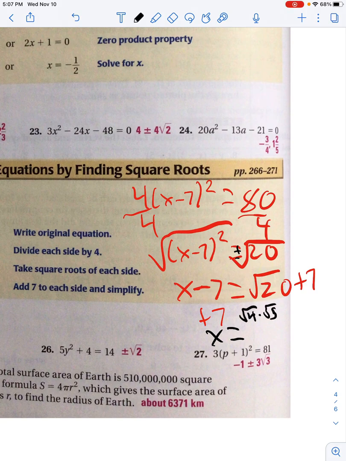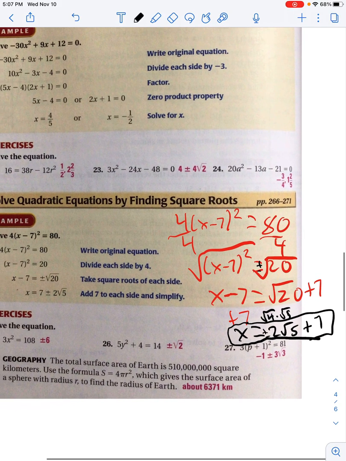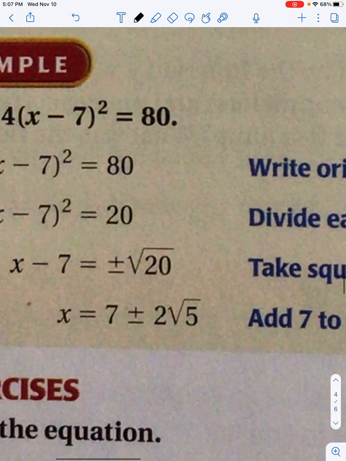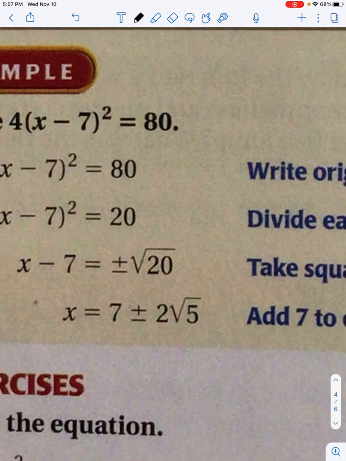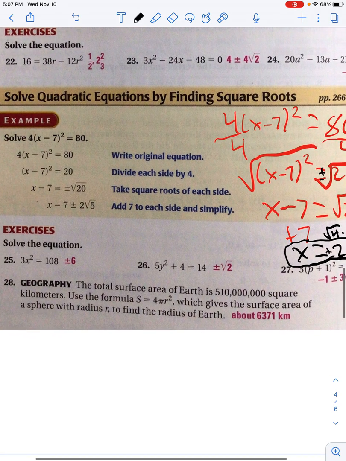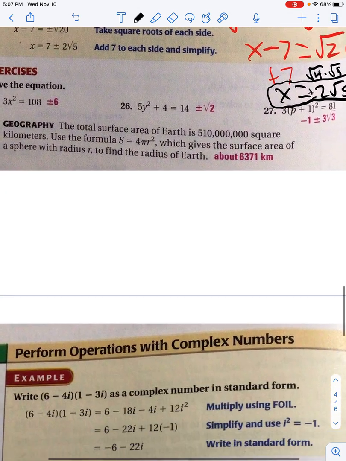So x equals, I can simplify the square root of 20 to be the square root of 4 times the square root of 5. So 2 square root of 5 plus 7. And again, don't forget that square roots have two answers. This is positive 2 square root 5 plus 7 and negative 2 square root 5 plus 7. So it looks like they just put the 7 in front. That is kind of standard, to put that number in front.